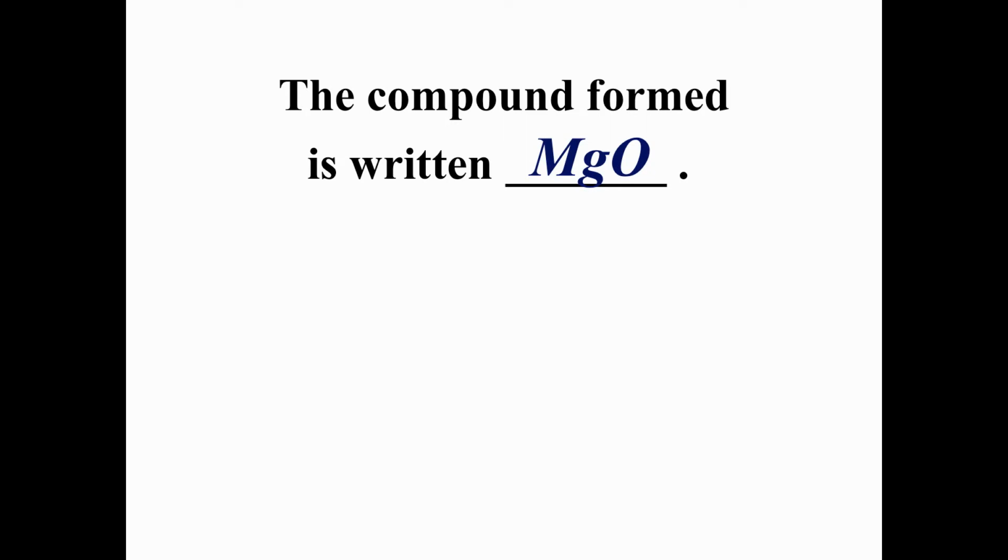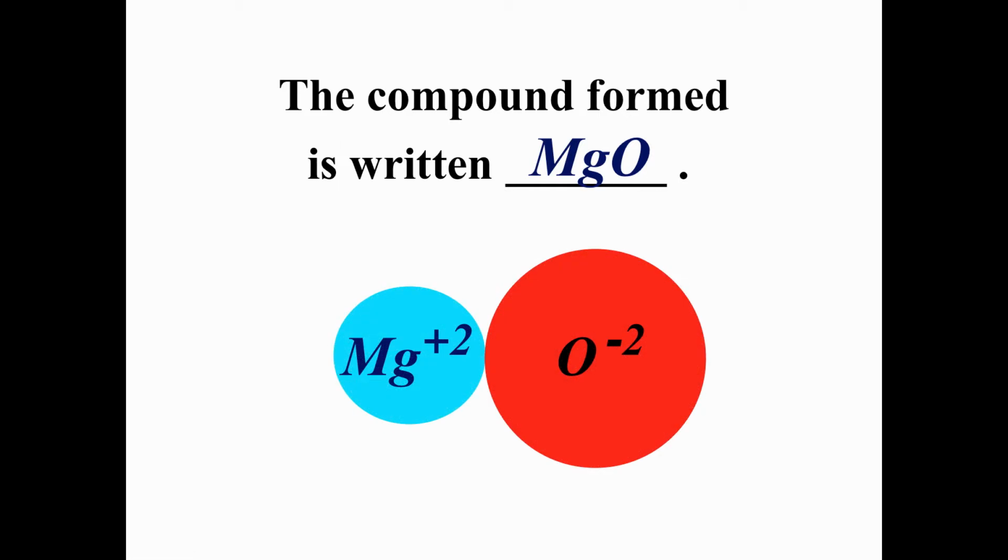And then, of course, the compound that forms is written MgO. The +2 attracts the -2, and it looks something like this. And of course, there will be lots of Mg pluses and lots of O2 minuses, and they'll alternate in all directions throughout the actual macroscopic compound.